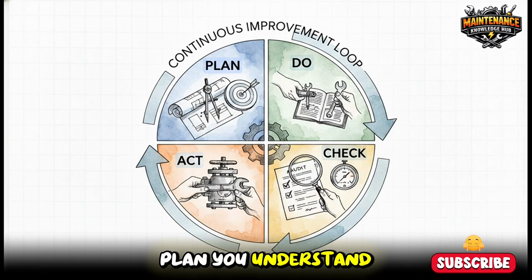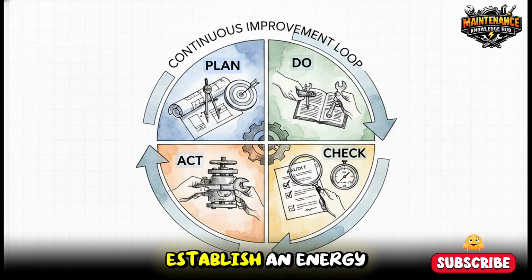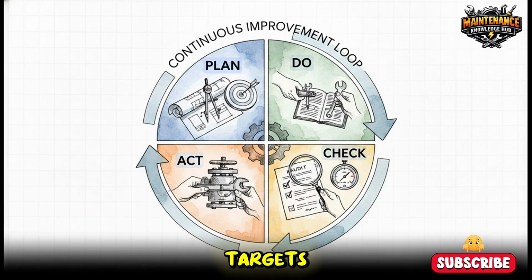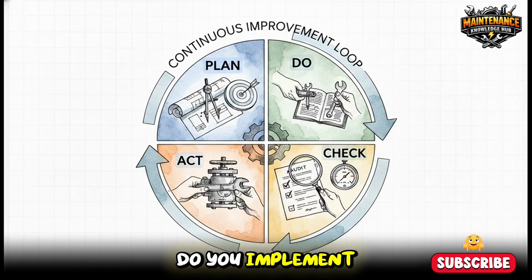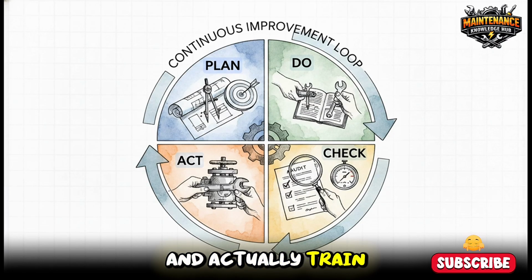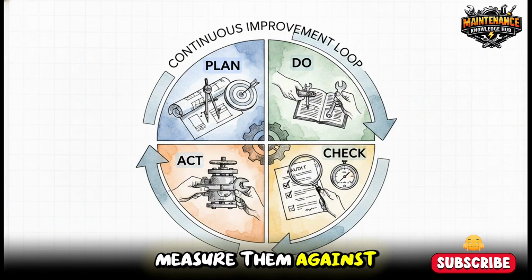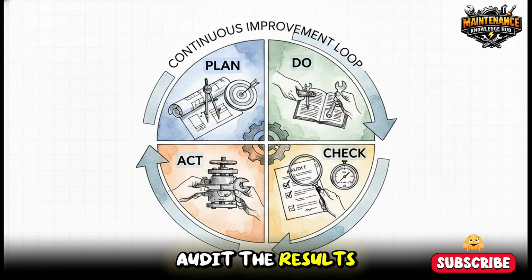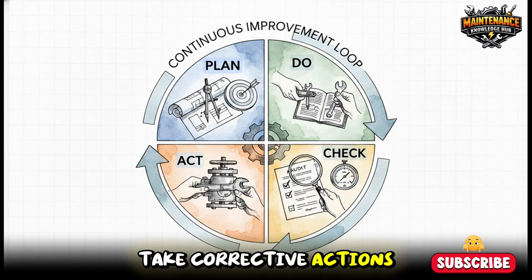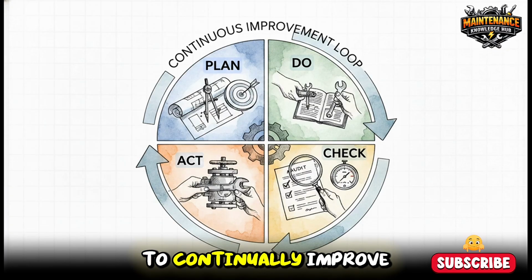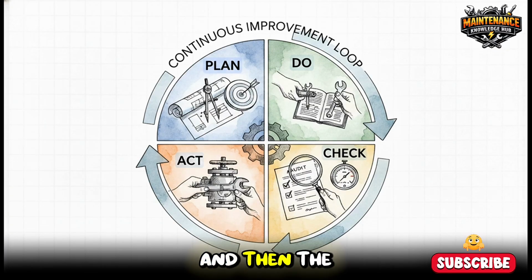Plan, you understand the context of your organization, establish an energy policy, set your baselines, and define hard targets. Do, you implement those action plans and actually train your staff. Check, you monitor your processes, measure them against your targets, and audit the results. Act, you take corrective actions on nonconformities to continually improve performance. And then, the whole shebang starts all over again.